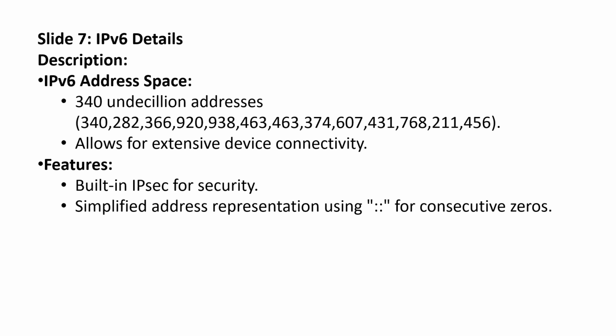IPv6 details. The IPv6 space has 340 undecillion addresses. It allows for extensive device connectivity. Features: it has built-in IPsec for security. It has simplified address representation, using a double colon for consecutive zeros.